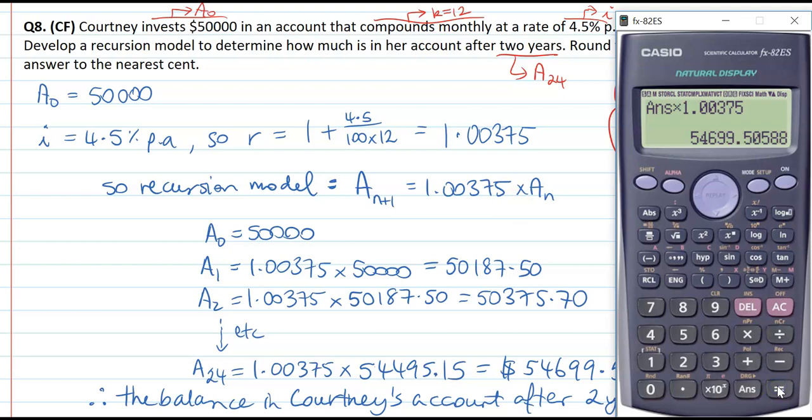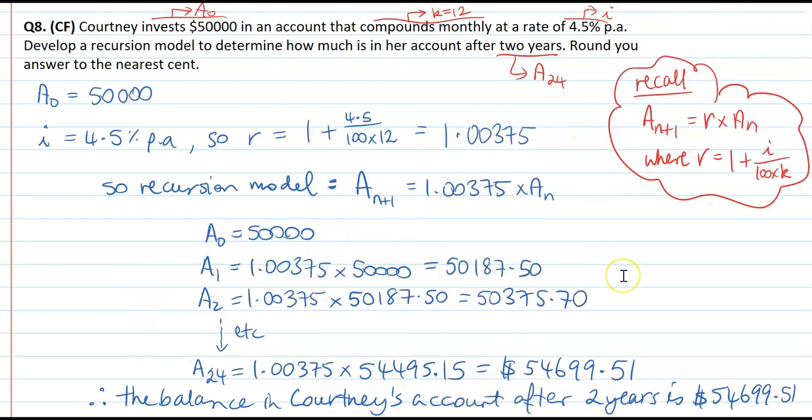Okay. And this also demonstrates that when it comes to longer compounding periods, our compound interest formula comes into play, which we look at in another lesson down the track. Okay, so after that 2 years, good old Court should have $54,699.51 in her account.